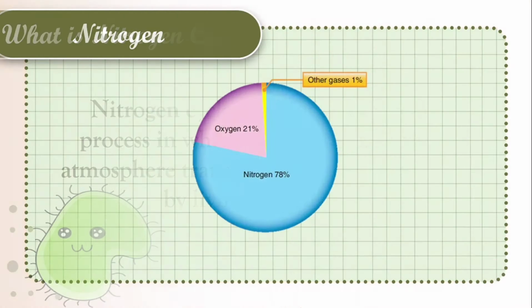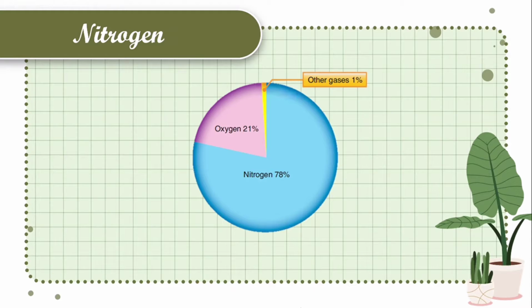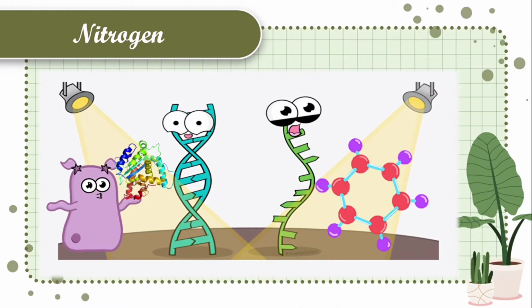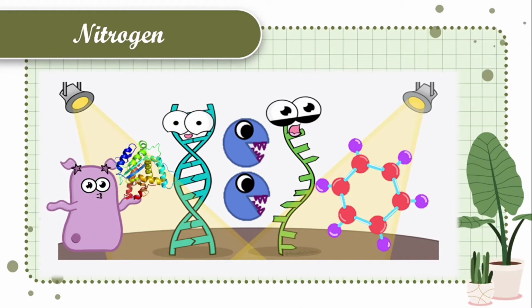As you may know, our Earth's atmosphere has 78% nitrogen, and it is essential in our life. Nitrogen makes up living things like our RNA and DNA, amino acids, proteins, and even enzymes. That's why nitrogen is very important in order to live and grow.